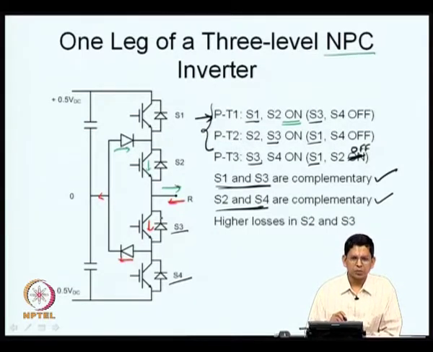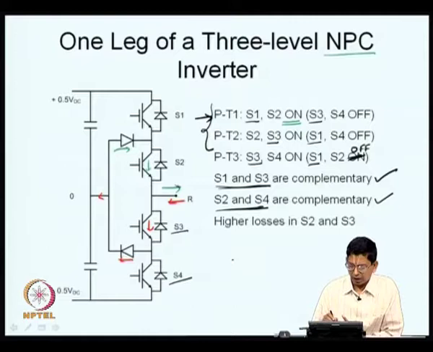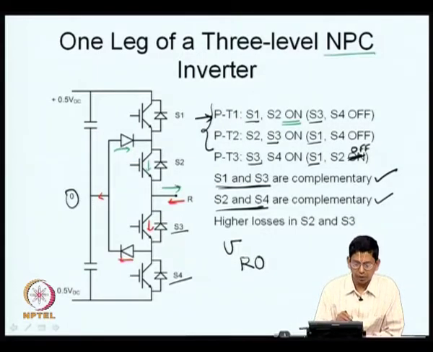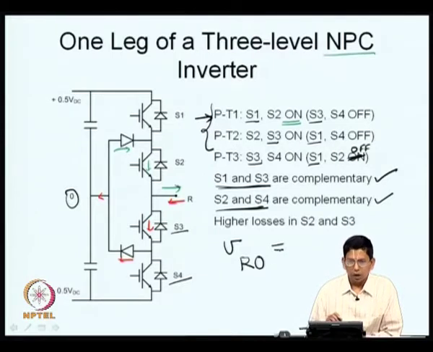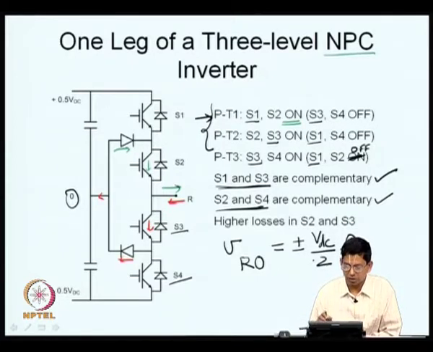What I want to say is, this is not the only way a 3-level inverter can be realized. What do I mean by 3-level inverter? I have this pole which I call R, which is the same as the R phase terminal, and at that pole there is a voltage V_RO measured with respect to O, the DC bus midpoint. Now, a 3-level inverter can produce a value of V_RO which is either plus V_DC by 2 or minus V_DC by 2, as in the case of a 2-level inverter, and also 0. So, this is how it is different.